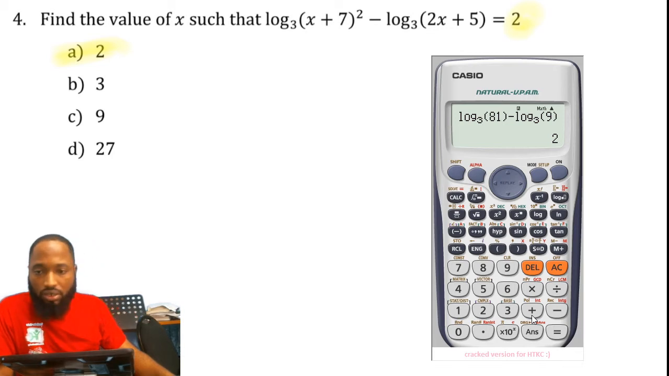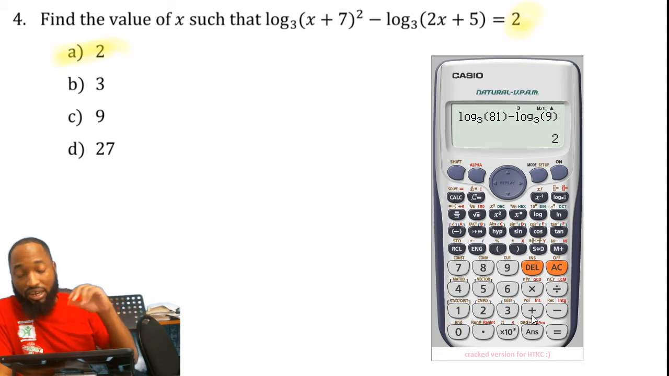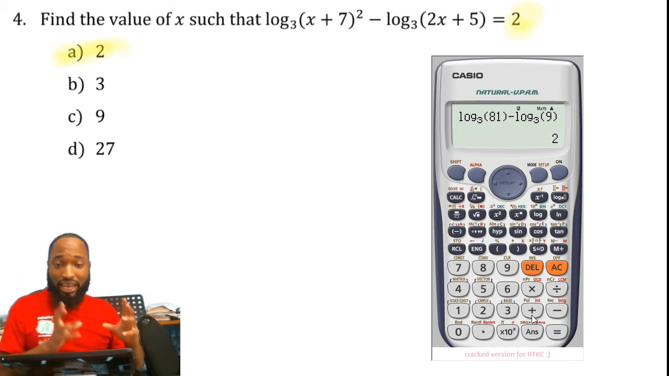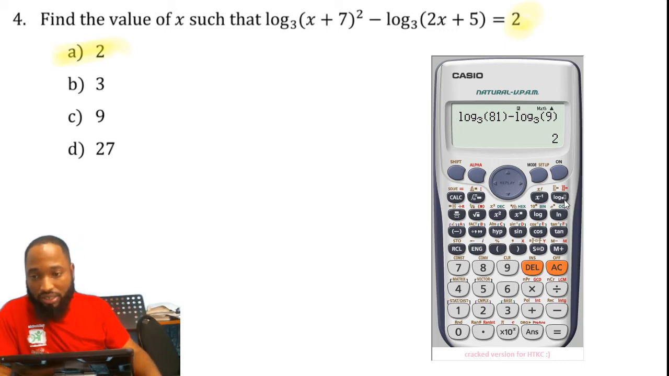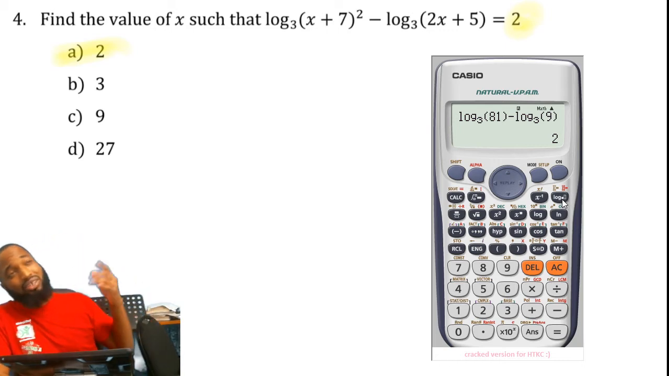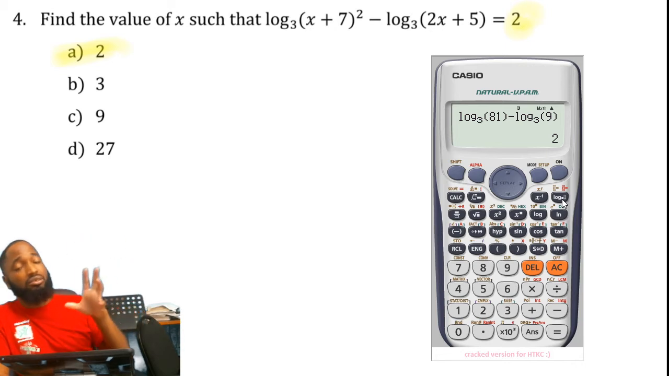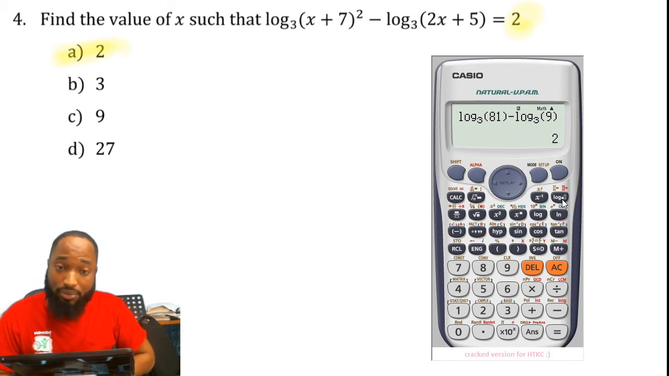Oh, Alia's telling me about how to get the log to the base. See, once again, this is why I recommend this calculator. Most calculators don't have log to the base. So you'll have to do the log conversion thing, this log over that log, and nobody wants to go through all of that in an exam.